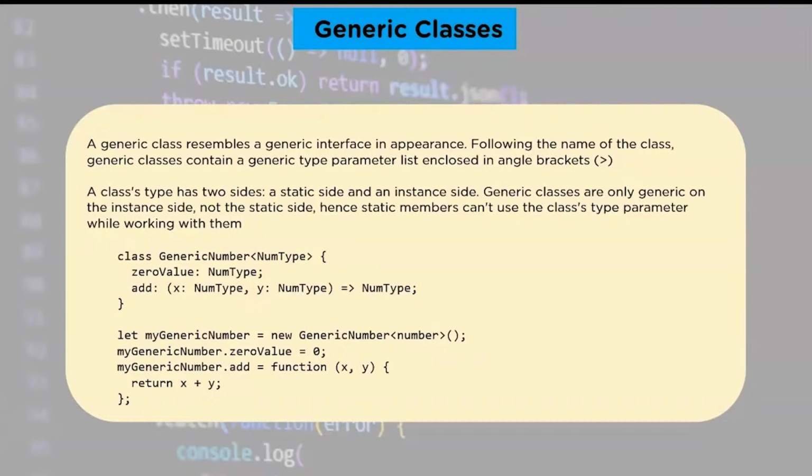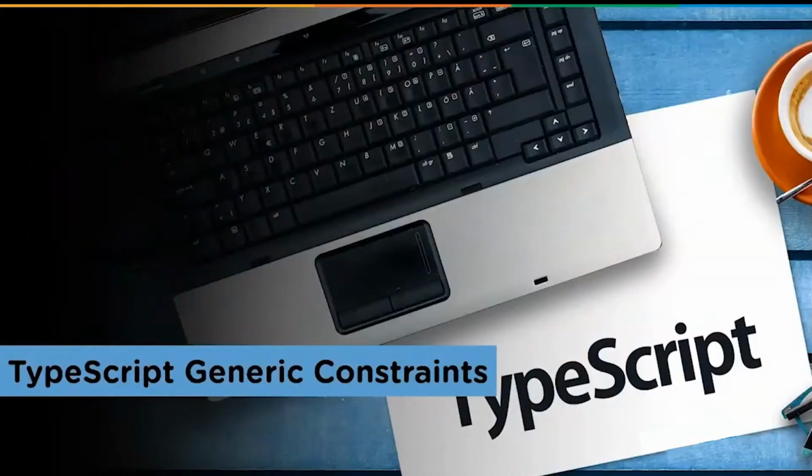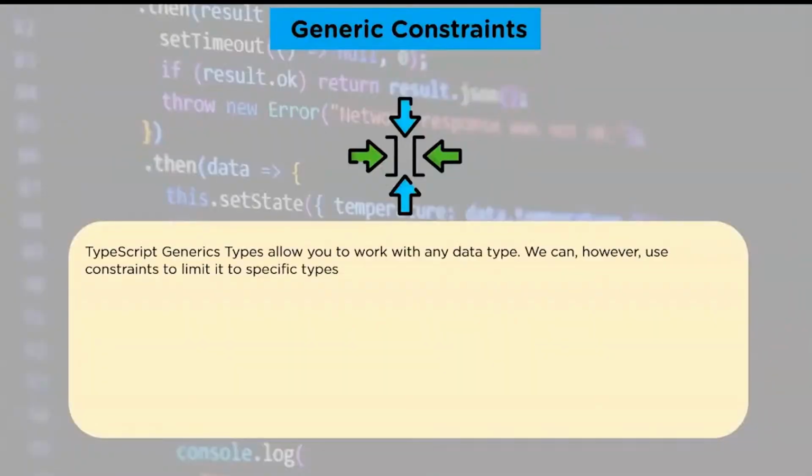Putting the type parameter on the class itself, like the interface, ensures that all of the class's properties work with the same type. TypeScript generic constraints. TypeScript generic types allow you to work with any data type. We can, however, use constraints to limit it to specific types.